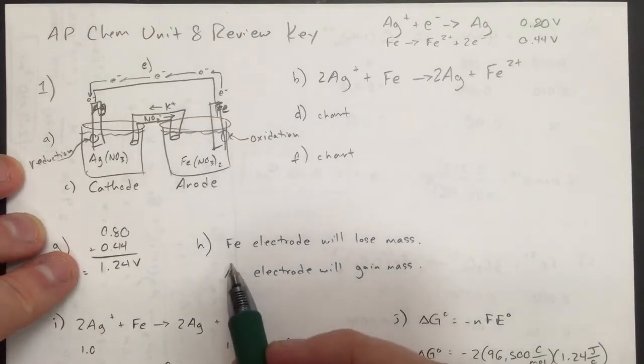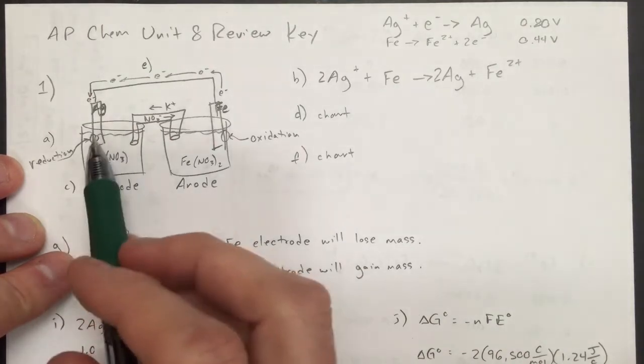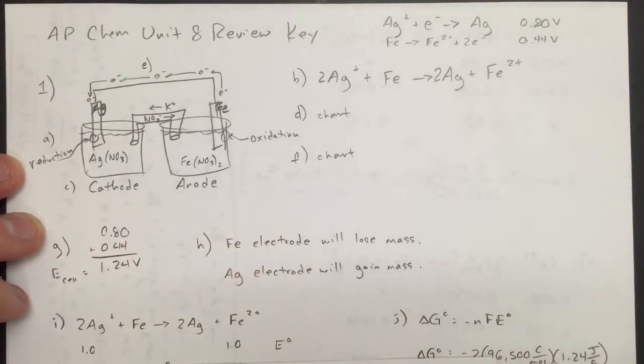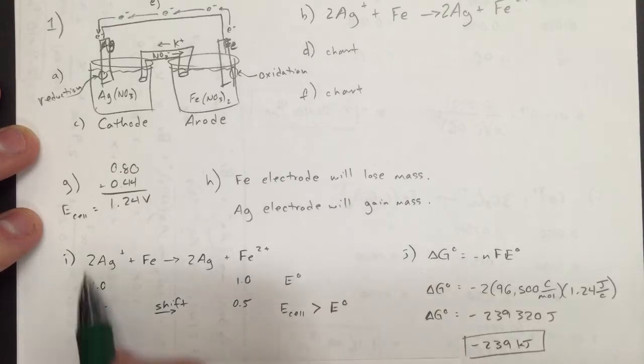So we got the iron electrode would lose mass, and the Ag electrode would gain mass because the reduction is taking place, so it's gaining the mass. And then we have I, if we started with 0.5 molar of the iron nitrate and 1.5 molar of the silver nitrate.